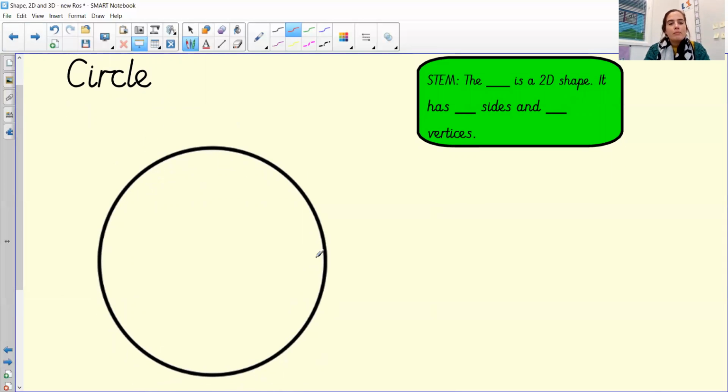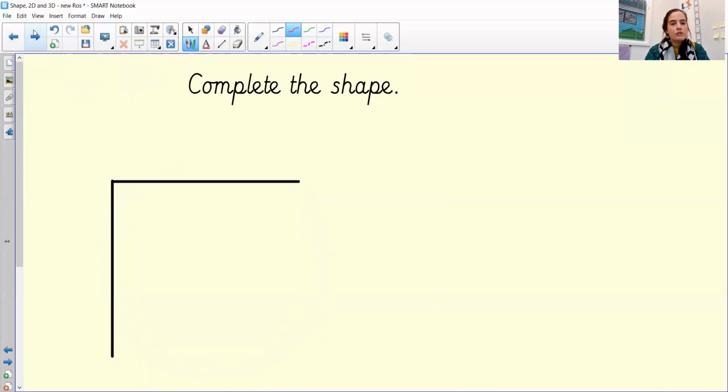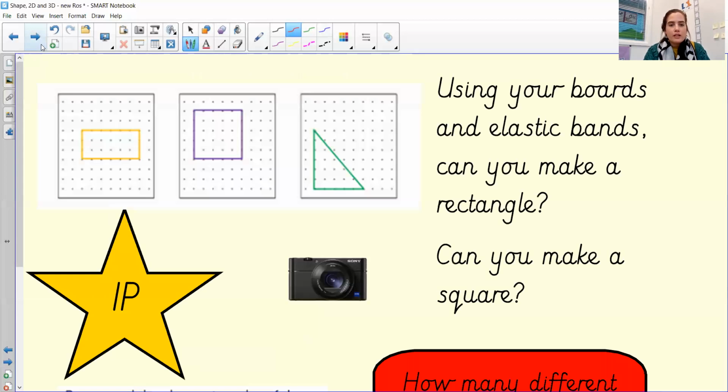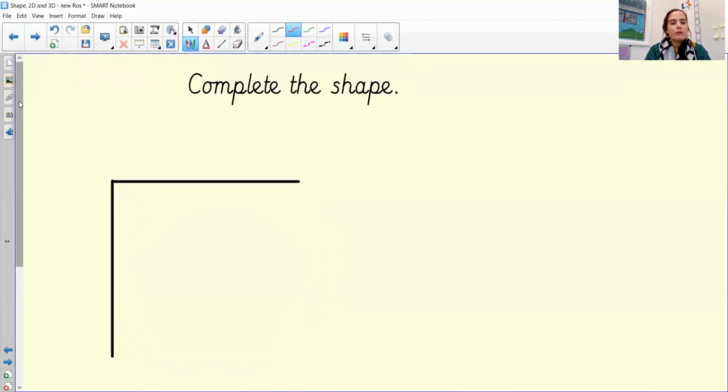And some people will say that it has one side, okay, one continuous side, but there is a lot of mathematical argument for this. So I want you to have a little discussion at home and see what you think, but it's one continuous side with no vertices. Circles, always an interesting one for debate. We've got one of these to do before we move on.